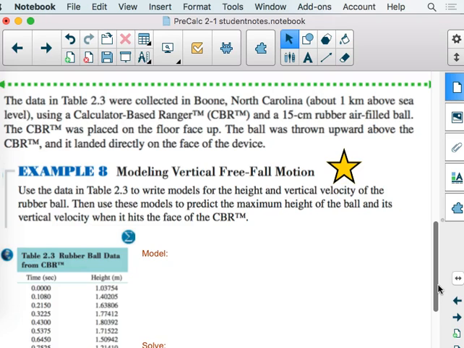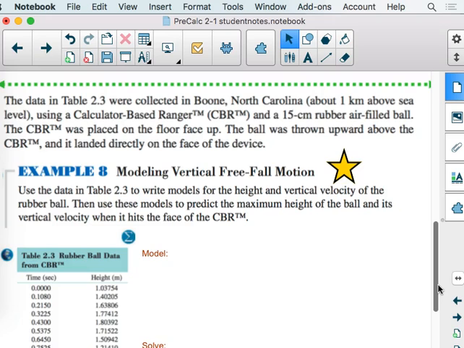The CBR was placed on the floor face up. So somebody took this gadget. Texas Instruments makes a lot of these things, and they put it on the floor somewhere, and then they backed up a ways. And apparently, we're supposed to believe they were laying down to do this because they're supposed to be ground level.